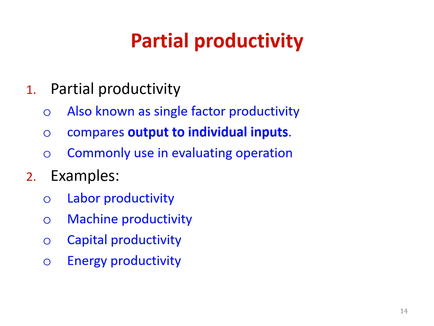So we have 3 categories of productivity performance that we can measure. The first one is the partial productivity, which is also known as single factor productivity. The single factor productivity compares output to individual inputs. It is commonly used in evaluating operations. For example, we are measuring the labor productivity, or the machine productivity. So it is the productivity of a single factor. Capital productivity, energy productivity.